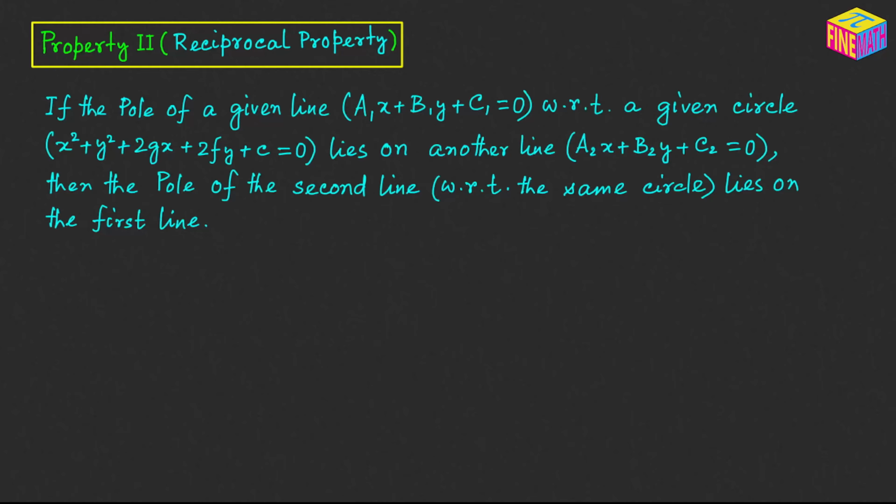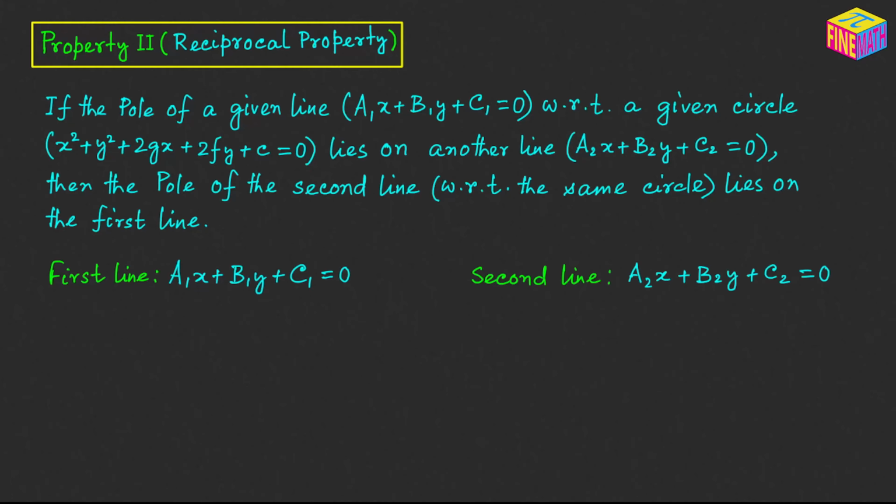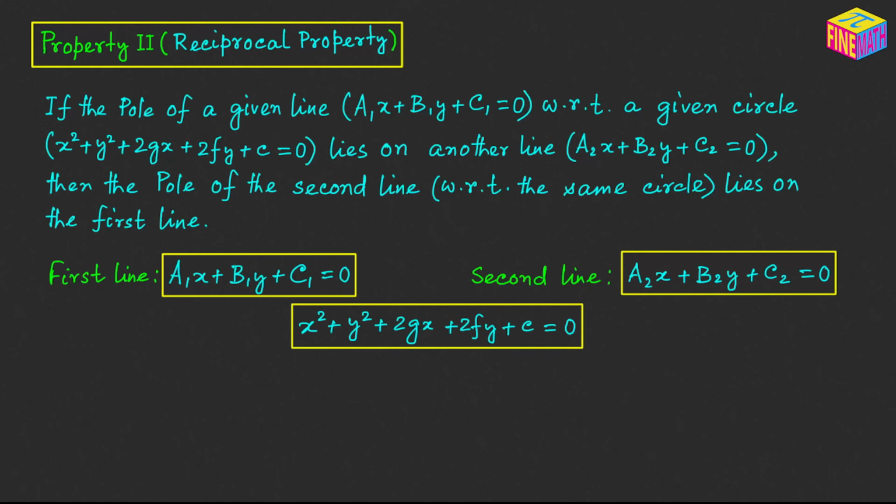Similarly, here we are saying that if the pole of a given line with respect to a given circle, of course, lies on another line, then the pole of the second line would also lie on the first line. So now let's see how to prove it. Let's suppose the first line's equation is like this, and the second line's equation is like this. And also let's suppose the equation of the given circle is like this. So those are the three pieces of information already provided.